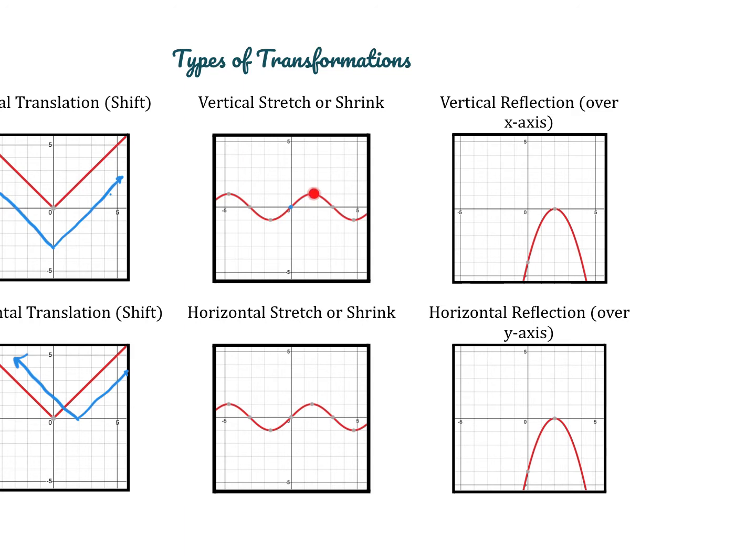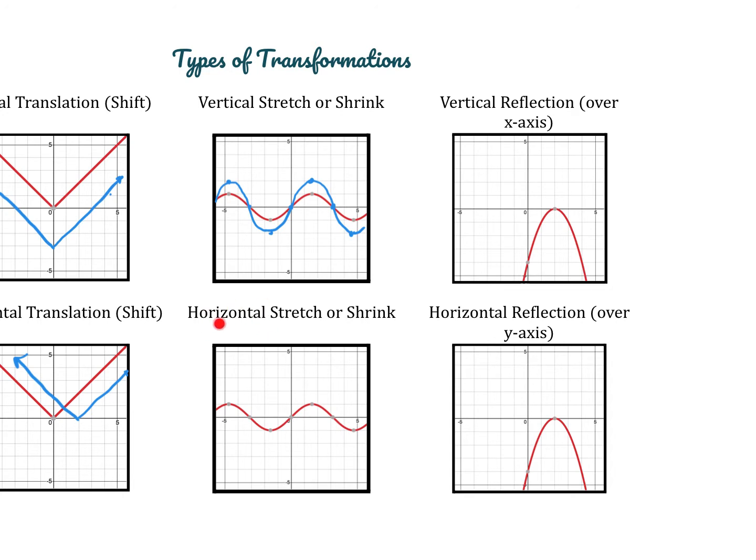This y value here is at 1. We're going to double it, and we're going to bring it to 2. This 0 times 2 is 0. And then this y value at -1, we'll double it to -2. So it looks something like this. So we're doubling all of our y values, or we're multiplying our y values, because it's vertical, by whatever our stretch or shrink factor is.